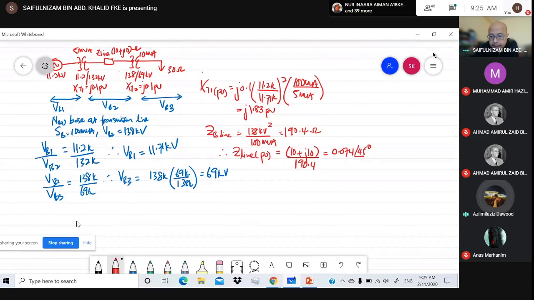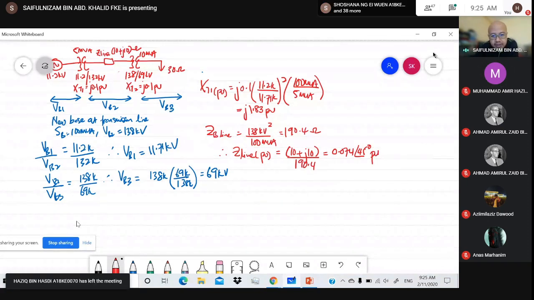After divide. So better you change first to the polar form and then divide by 190.4, so you can check if there's any mistake. Otherwise, if you make an error in your calculator, it will affect your final answer. Okay, all of you get the same answer, 0.074 angle 45 degrees. That is the transmission line in per unit. Okay, next.